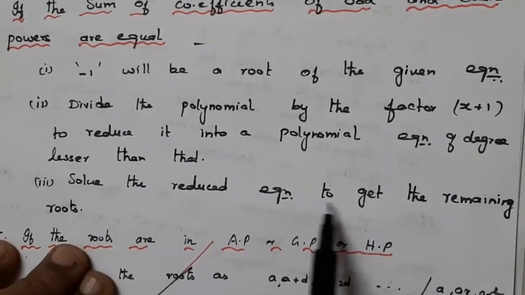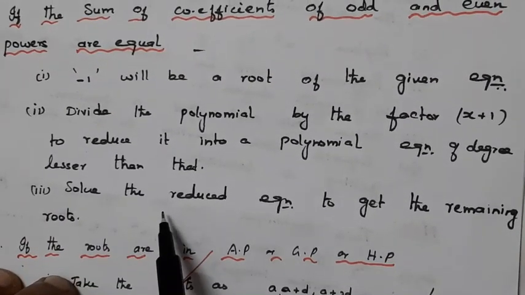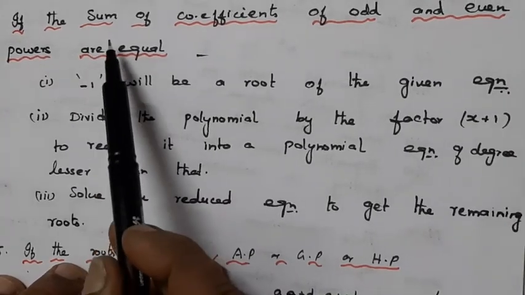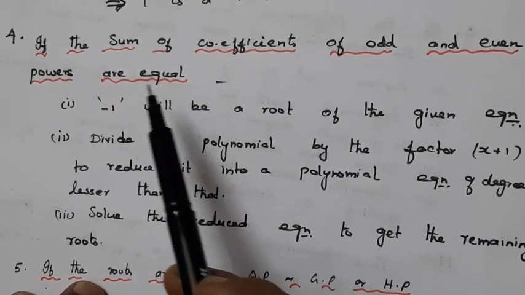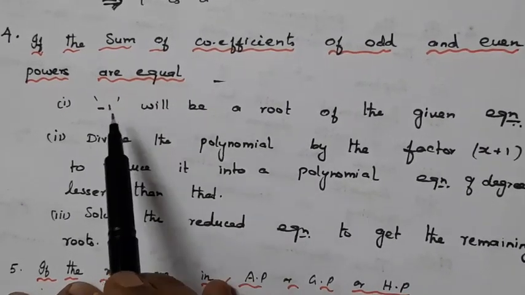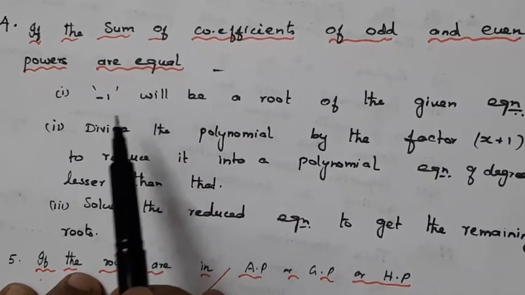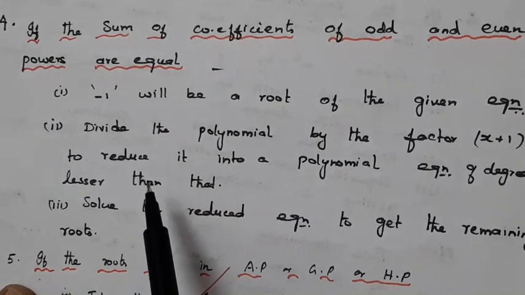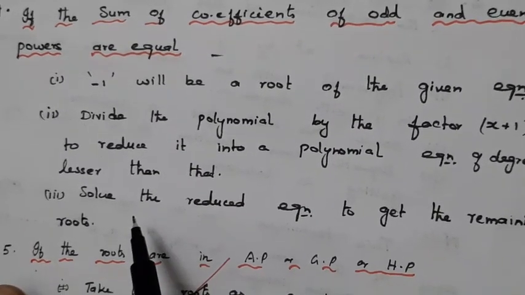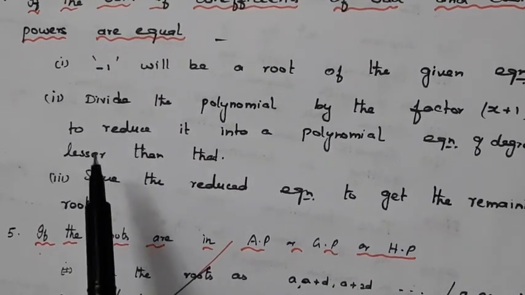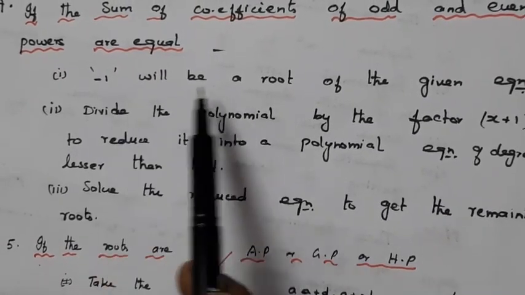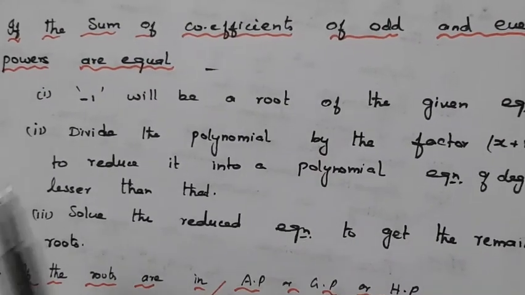And then by solving the reduced equation, you will get the remaining roots. Okay. So if the sum of the coefficients of odd and even powers are equal, minus 1 will be a root of that particular equation, so that we can divide the polynomial by the factor x plus 1, and by solving the reduced equation, we will get the remaining roots. Now let us see how minus 1 will be the root of such polynomial equation.